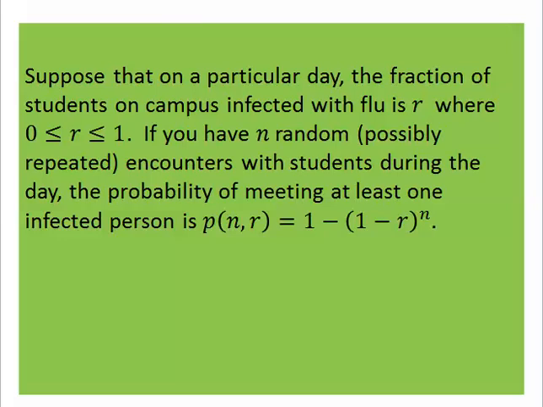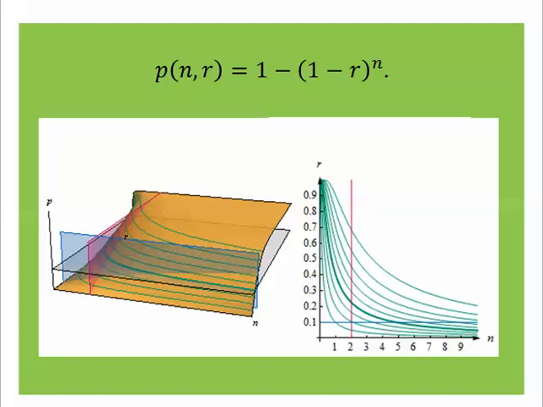Suppose that on a particular day the fraction of students on campus infected with flu is R. So if you encounter a student, there's a probability of R that they will have the flu. Let's say you have N encounters. This function P is the probability that you will meet with somebody who is infected with the flu. What would the level curves look like? Each one of these level curves corresponds to a particular probability.